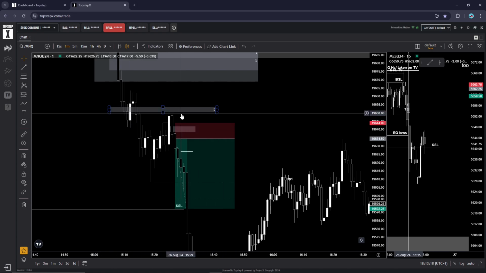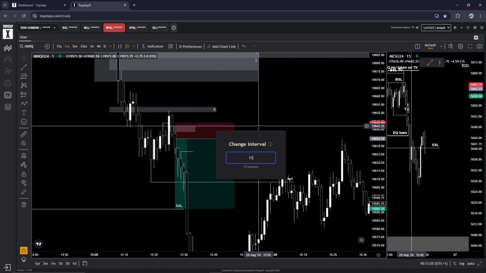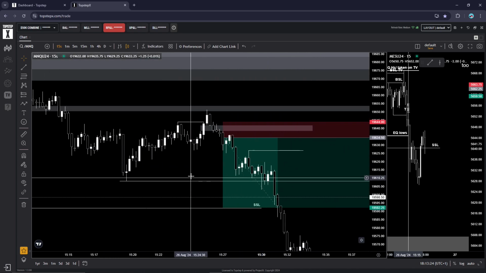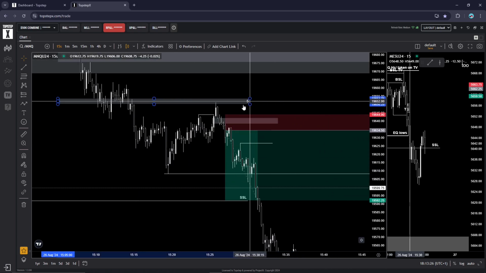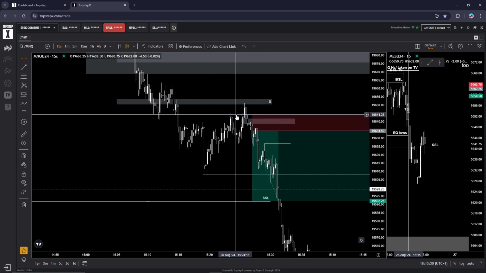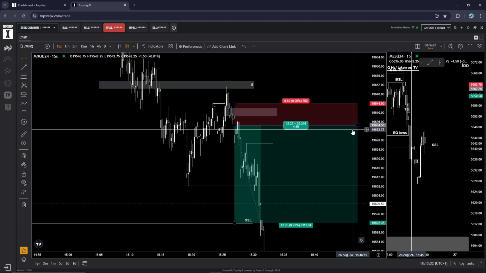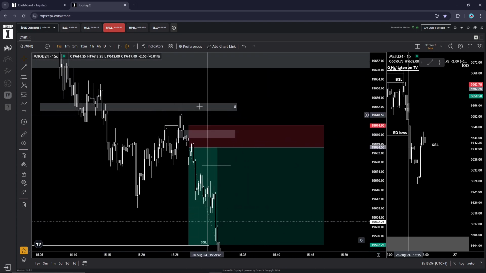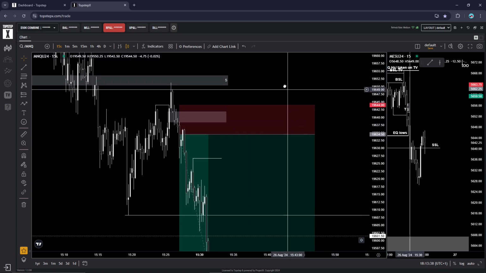Saw the rejection of the 5 minute and the sweep of liquidity. I zoomed into the 15 second. So we had a 5 minute fair value gap which we're touching, swiped this liquidity. So that's the first thing I need: liquidity sweep, bouncing off a bigger time frame fair value gap. I was like, okay, ready to sell.